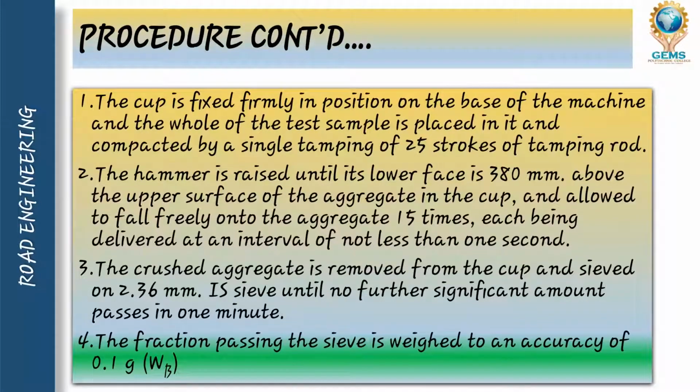Then we place the mold in the machine where the hammer will fall on the testing sample, and fix it in position. At intervals of not less than 1 second we give a blow. At least 15 blows are needed for checking the impact value. Then we take the material and sieve it. After sieving through the 2.36 mm sieve, a little debris will fall through, and that will be weighed as WB.